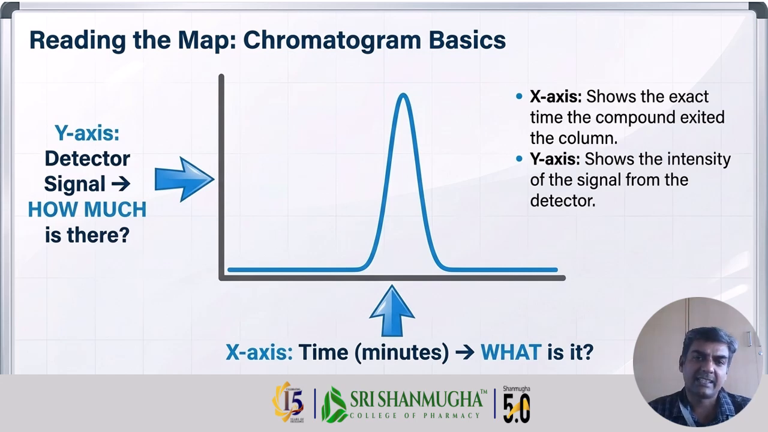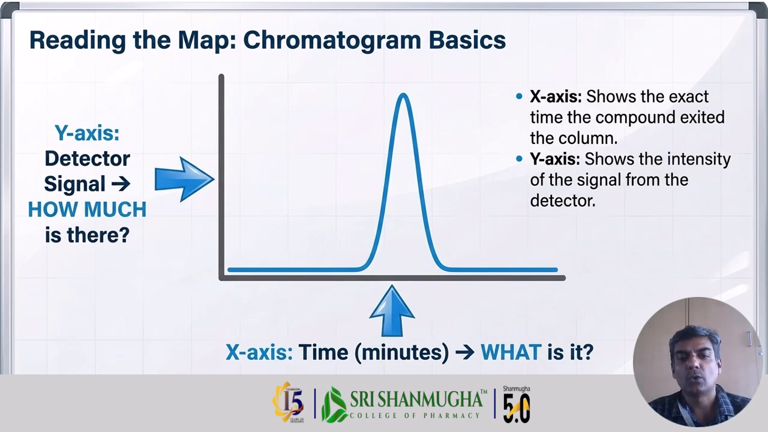The x-axis represents time. It tells us when a compound comes out of the column, so it helps us identify what the compound is. The y-axis represents the detector signal. It tells us how much of the compound is present. So remember this simple idea. X-axis tells us what and y-axis tells us how much. Every peak is giving us both identity and quantity at the same time.